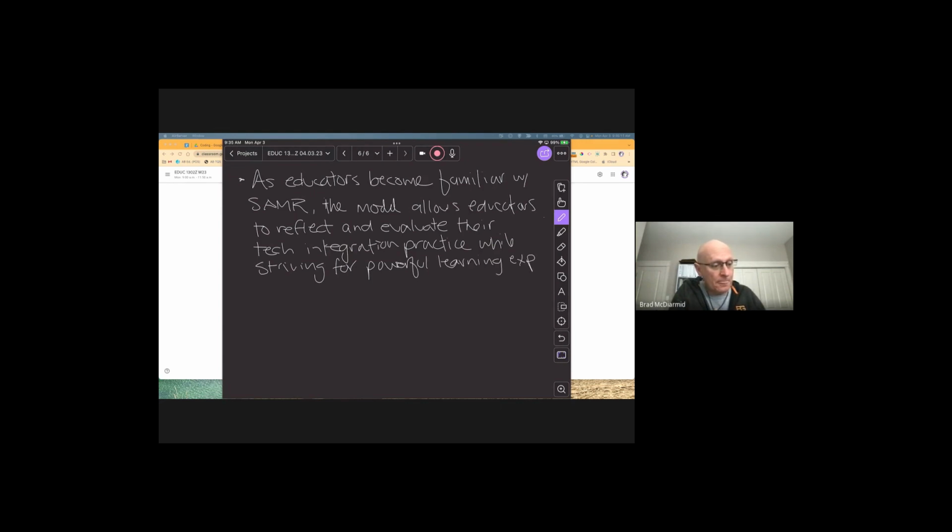Okay. And again, same idea can be applied to Bloom's, right? As educators become familiar with Bloom's, the model allows educators to reflect and evaluate about their teaching, right? Am I always using the low level stuff? When am I using the higher level stuff? Or when should I use the higher level stuff? So all of those kind of things help us become better teachers and make the learning experience better.